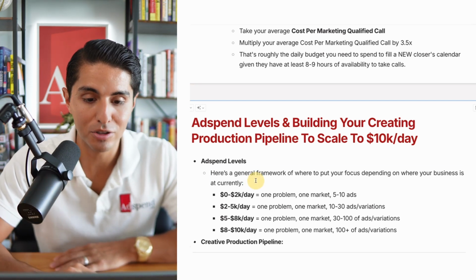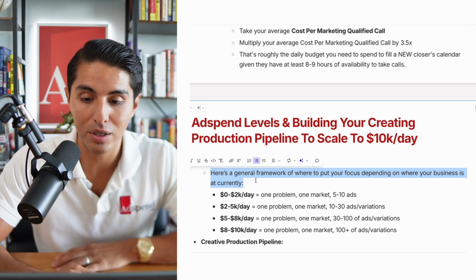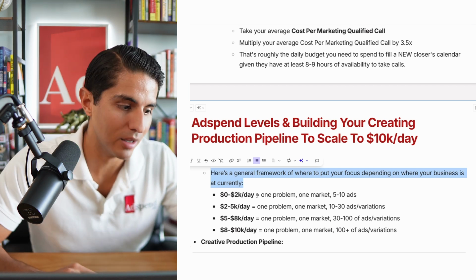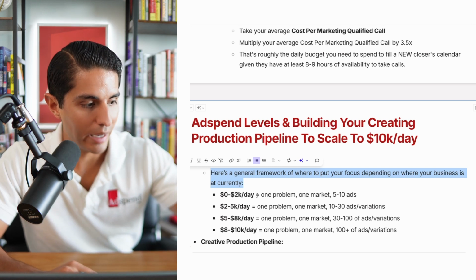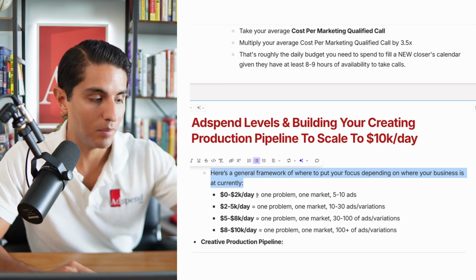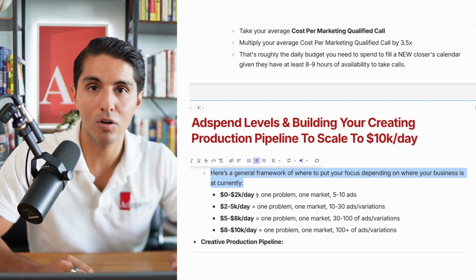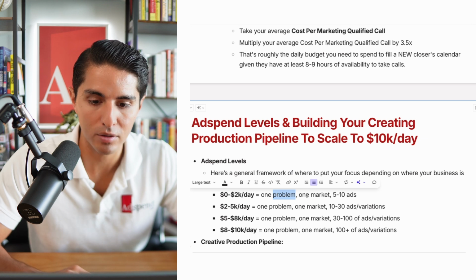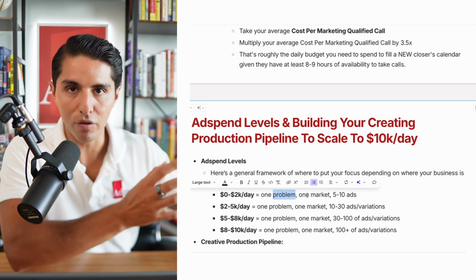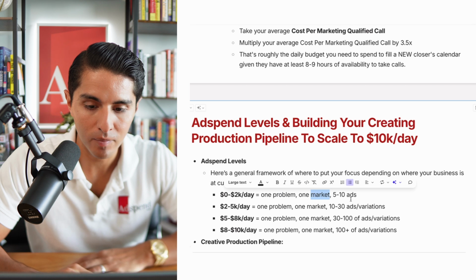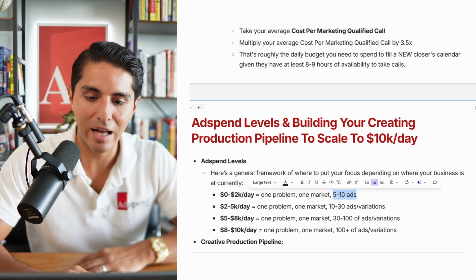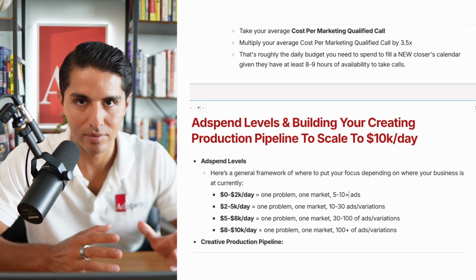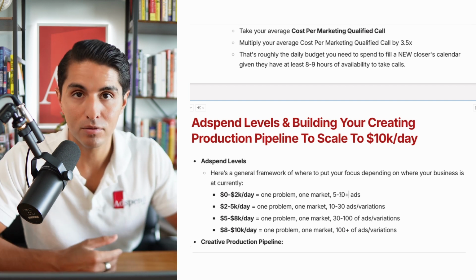Ad spend levels, okay? Here's a general framework of where to put your focus depending on where your business is at currently. If you're spending 0 to 2K a day, you're someone who's barely spending a lot of money, which is probably the majority of you watching this, aspiring to get to that 10K a day. You really just have one problem you're solving, one message, one offer to one market that you're targeting. And you should have 5 to 10 ads. This is obviously a range, roughly. Not that many, just a rough estimate. Could be more, for sure, 100%.